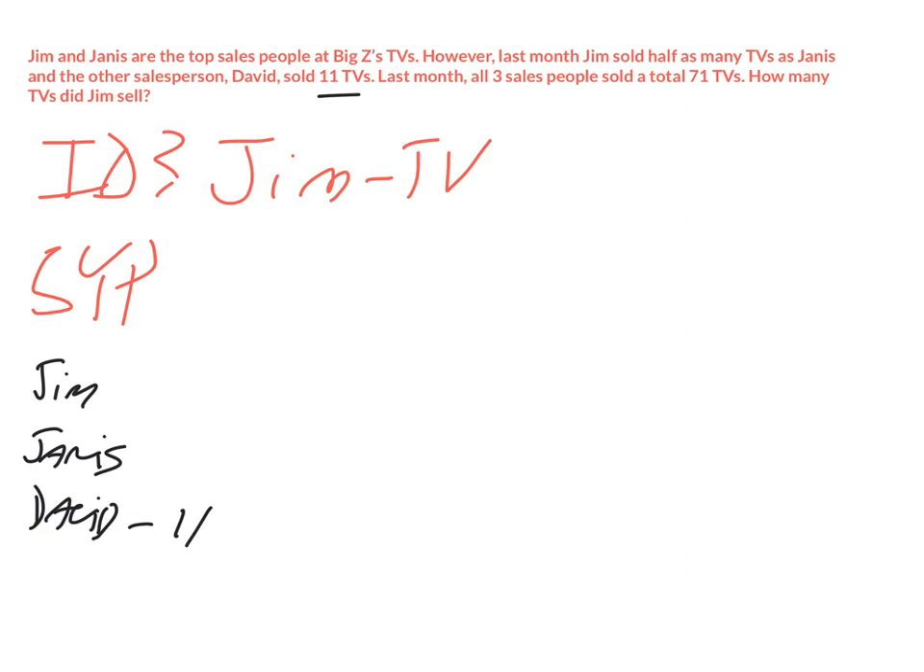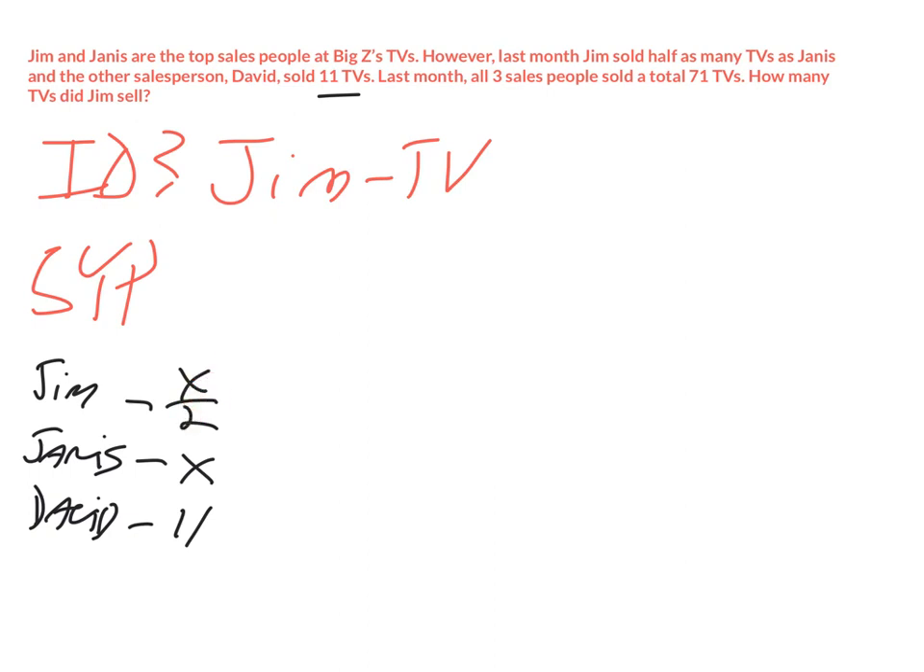We don't know how many Janice sold, so we're just going to call that X. And then we know that Jim sold half as many, so just divide it by 2. X divided by 2. So that will be half as many as Janice sold. So now, let me just review that here. David sold 11. Janice, we don't know, but she sold a certain amount. X. We'll just call it X because we don't know it. And then Jim sold half as many, so X divided by 2, or just half it. X over 2 is what Jim sold.